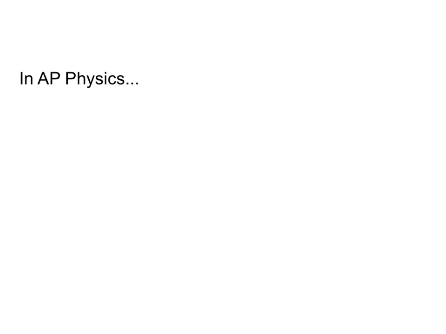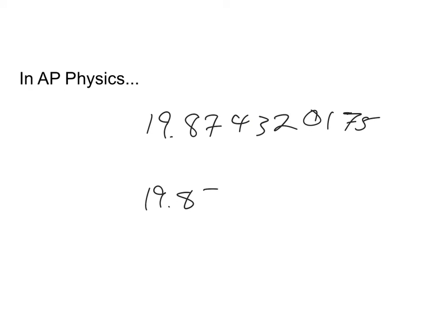So at the end of the problem, if you're solving something and it's 19 numbers long, please don't plug in 19 numbers after the decimal point, right? If your calculator says 19.8743017, don't write that down. Write down 19.87 or whatever you're comfortable with.